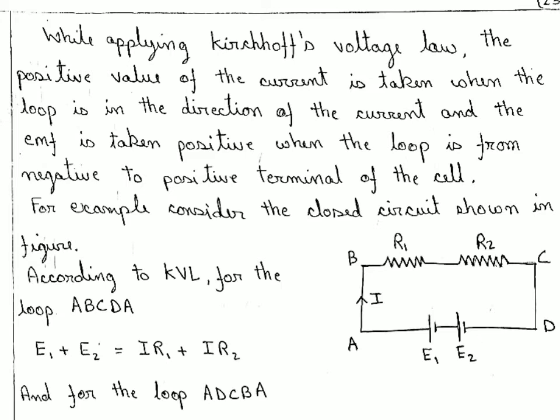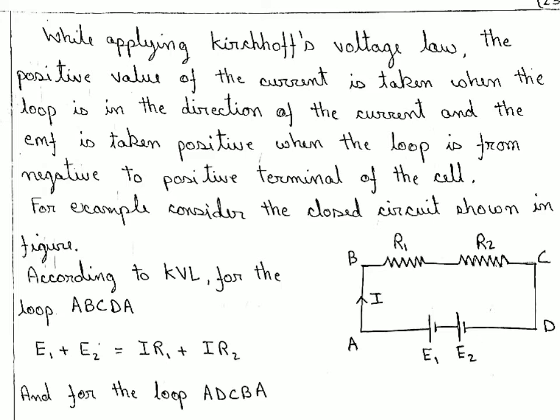In this loop rule, the current is taken as positive when the loop is in the direction of the current, and the EMF is taken positive when the loop goes from the negative to the positive terminal of the cell. To understand this loop rule, we'll consider a closed circuit shown in the figure. Here we have two resistors of resistance R1 and R2, and two cells of EMF E1 and E2, and a current I is flowing in this closed circuit.